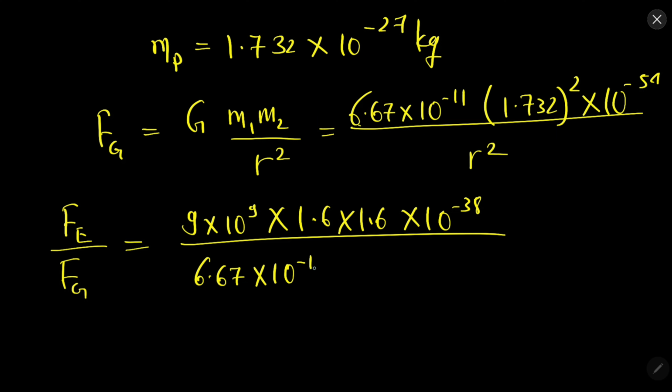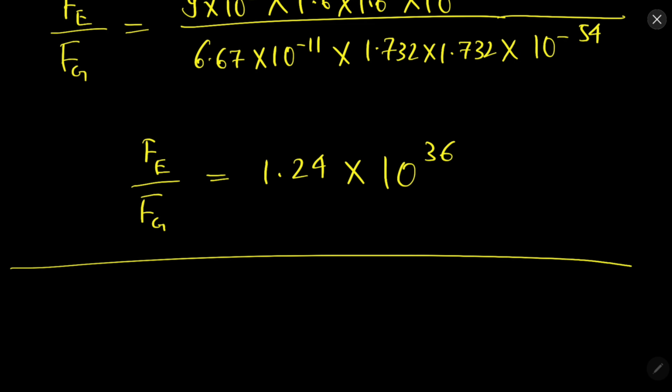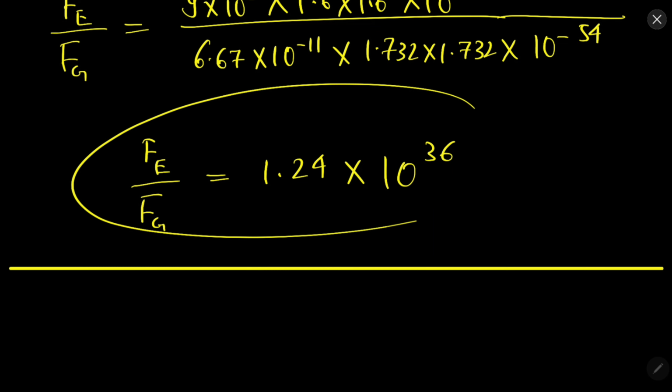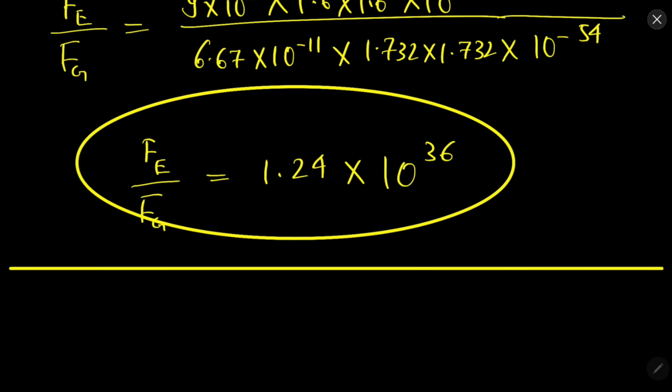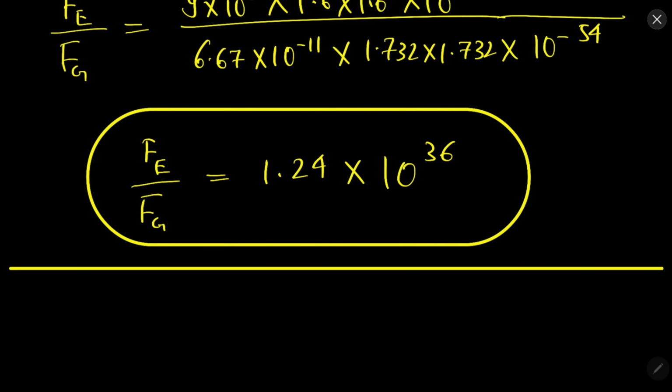(6.67 into 10 to the minus 11) into 1.732 into 1.732 into 10 to the power minus 54. Once you solve this, Fe by Fg will be approximately 1.24 into 10 to the power 36. So this will be the approximate ratio between electrostatic and gravitational force. So you can see that the gravitational force is weaker than the electrostatic force.